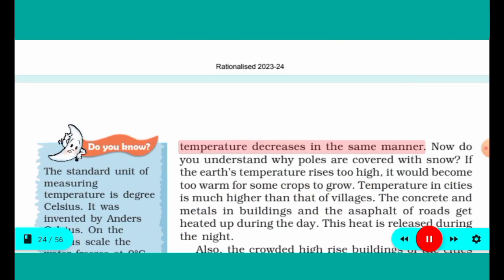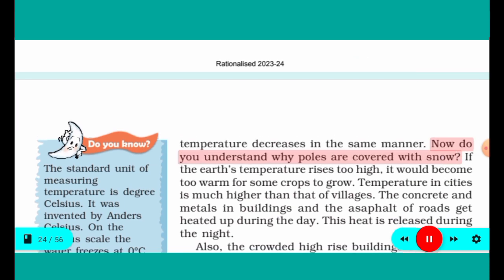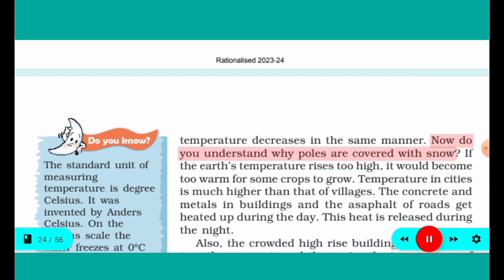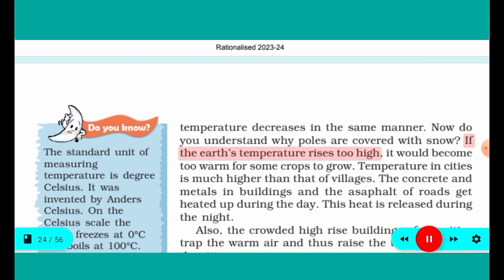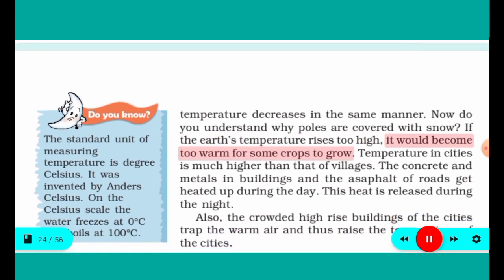Temperature decreases in the same manner. Now do you understand why poles are covered with snow? If the Earth's temperature rises too high, it would become too warm for some crops to grow.